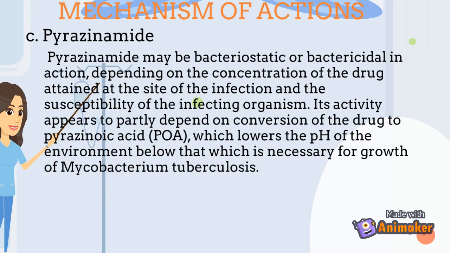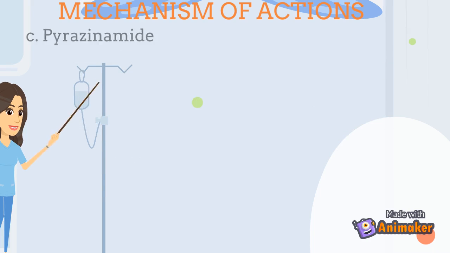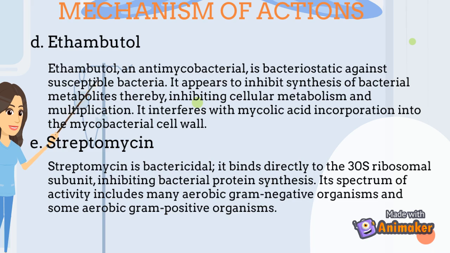Next, we have me as pyrazinamide. I may be bacteriostatic or bactericidal in action, depending on the concentration of the drug attained at the site of the infection and the susceptibility of the infecting organism. My activity appears to partly depend on the conversion of the drug to pyrazinoic acid, which lowers the pH of the environment below that which is necessary for growth of Mycobacterium tuberculosis.